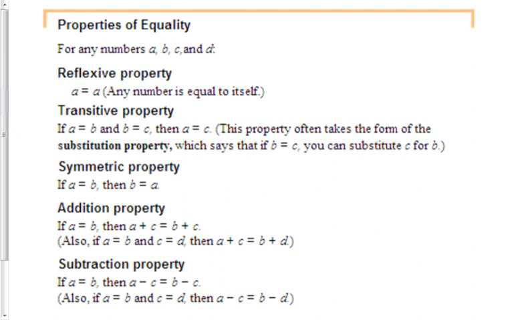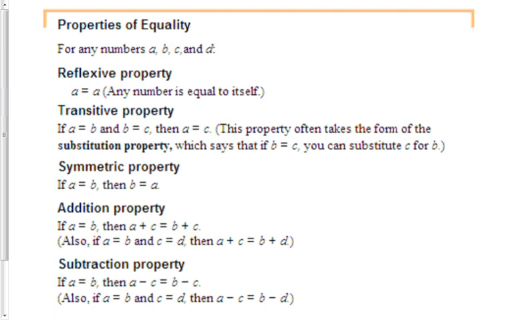This property often takes the form of the substitution property, which says that if B equals C, you can substitute C for B. Right? This becomes an issue because in some cases, and you'll see as we go, the transitive property is the property that is being used. In other cases, you could use the transitive property or the substitution property. Okay? Sometimes they are interchangeable. Sometimes they are not. The symmetric property: if A equals B, then B equals A.